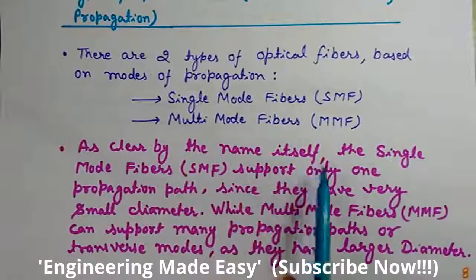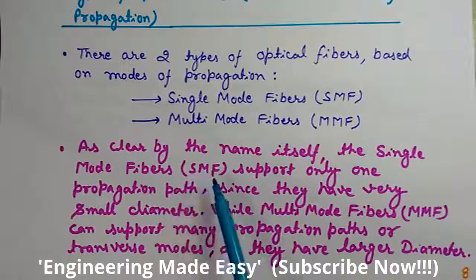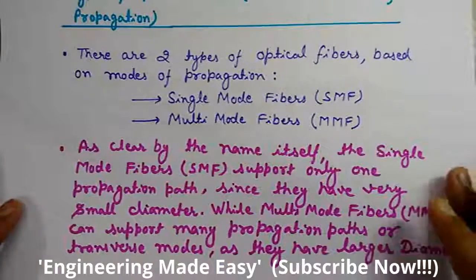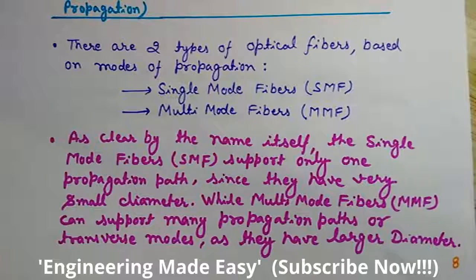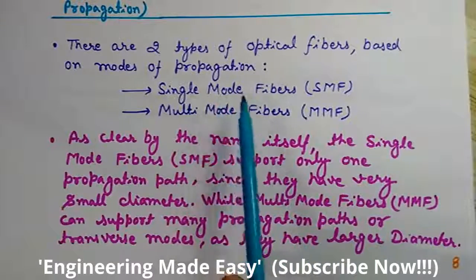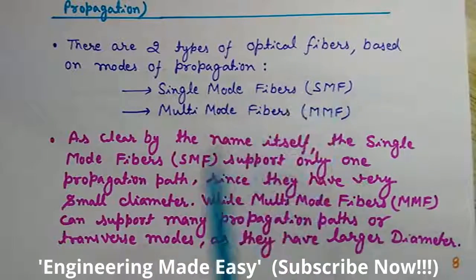As is clear by the name itself, single mode fibers, SMF, support only one propagation path, since they have a very small diameter. These single mode fibers have a very small diameter, so it is not possible for many light rays to travel through it. It is so small in diameter that we can have only a single ray of light, only one propagation path through this optical fiber. That's why it is called a single mode fiber, because it supports only a single propagation path through the fiber.